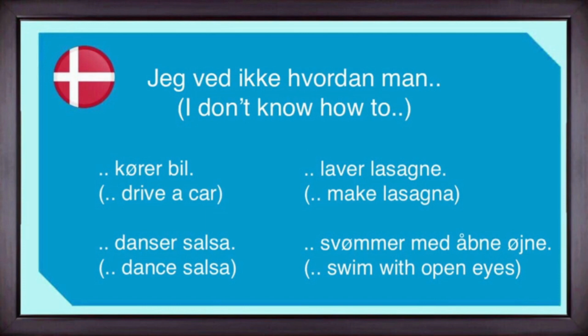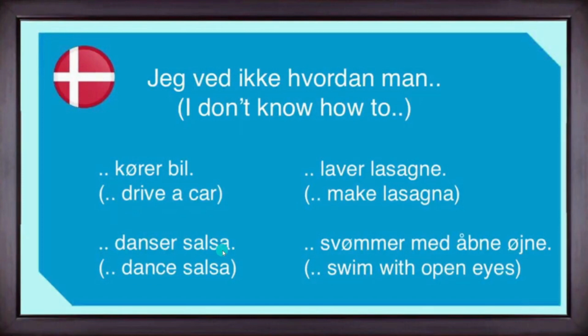So this is how to do something in general. Like in English you say, well, obviously, how to. But in Danish, we usually say this man. Because man means like you, one, people in general. So how one does that is very important. Jeg ved ikke, hvordan man kører bil. Kører bil. Drive a car.